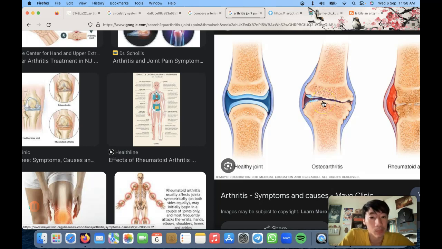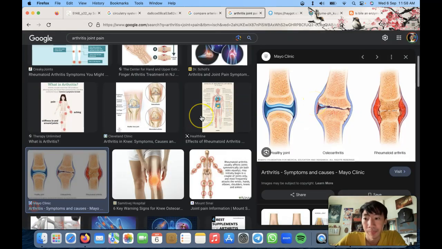Where does this usually happen? It happens in your joints, right? Your fingers, your feet, your elbows and your knees. So these are where arthritis can happen.